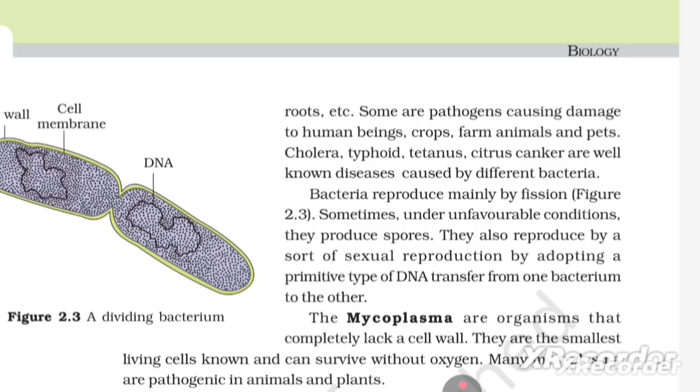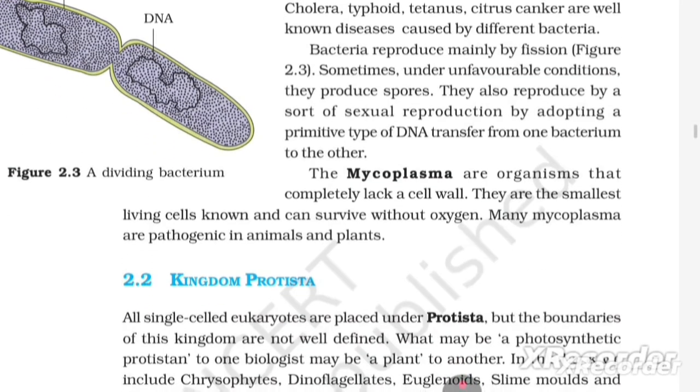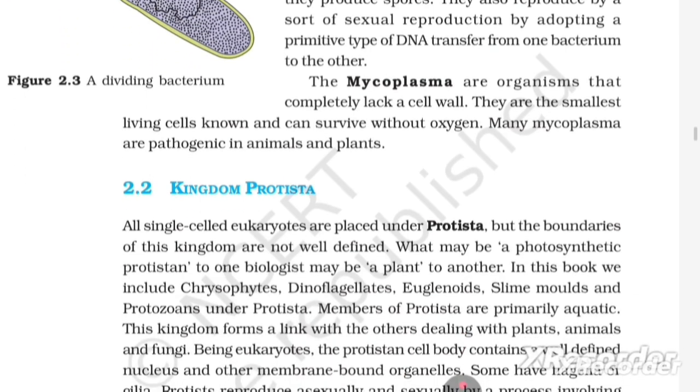The bacteria reproduce mainly by fission. Figure 2.3. Sometimes under unfavorable conditions, they produce spores. They also reproduce by a sort of sexual reproduction, adopting a primitive type of DNA transfer from one bacterium to the other. The mycoplasma are organisms that completely lack a cell wall. They are the smallest living cells known and can survive without oxygen. Many mycoplasma are pathogenic in animals and plants.